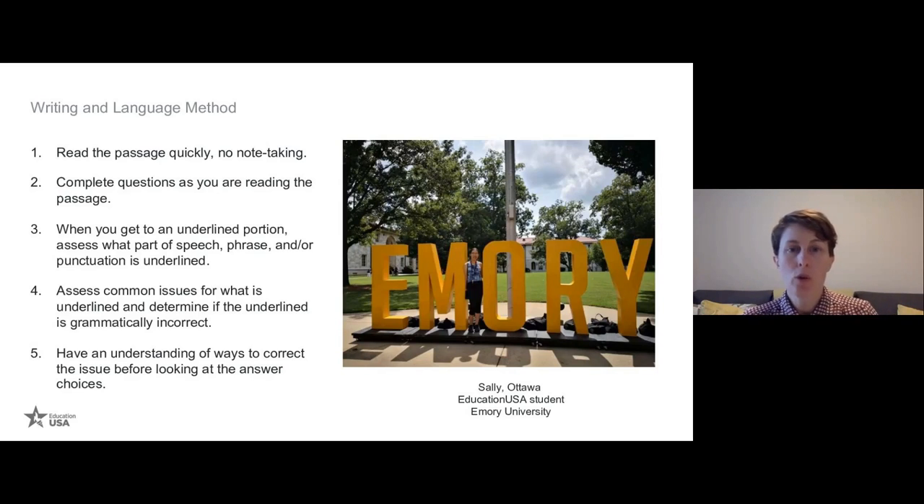Now, you're going to have an understanding of how to correct the issue before you look at the answers, but you're not going to do a full prediction as you do on reading comp, because on the writing and language section, first of all, if it's correct as written, there's not a lot of point in dwelling on what could be tested. So move on, but I'm going to check the answer choices just to make sure I know I'm right.